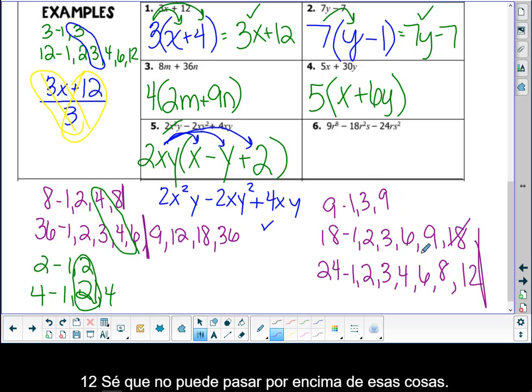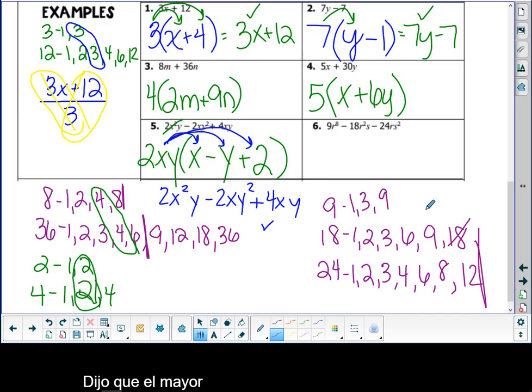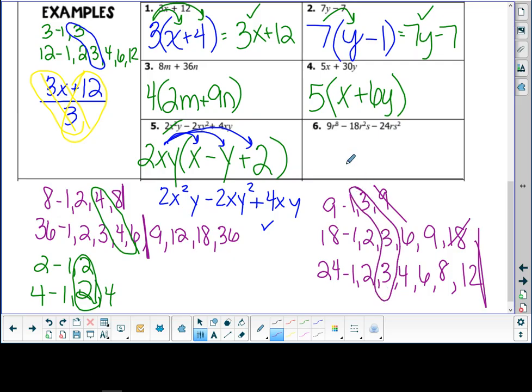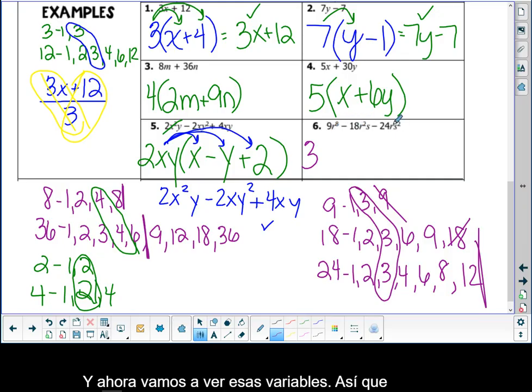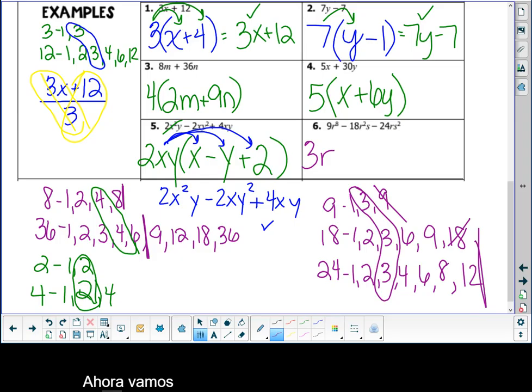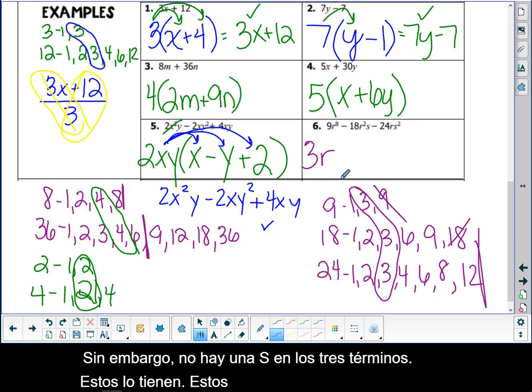So the greatest common factor, well, 24 is not divisible by 9, so it can't be 9. But it can be 3. So my GCF is 3. And now we're going to look at those variables. So there is an r in all three terms. Got r to the 8th, r squared, and r. I have to use r because it's got the smallest exponent. Then we're going to look at s. However, there's not an s in all three terms. This one's got it, this one's got it, but this one doesn't. So it cannot be my GCF.